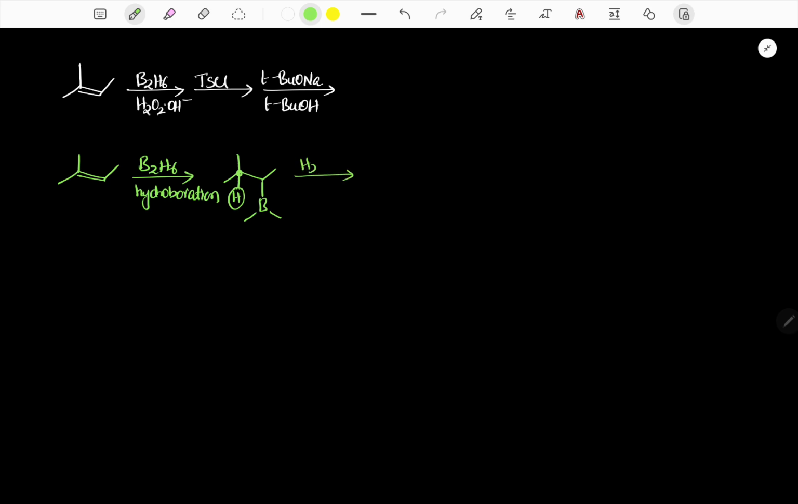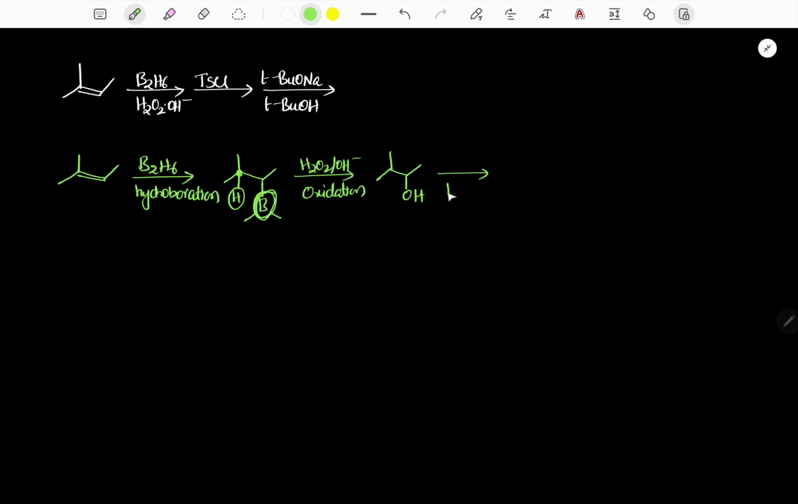Now it is treated with H2O2 and OH minus. So this is oxidation. Here, simply in place of boron, we should write an OH group.